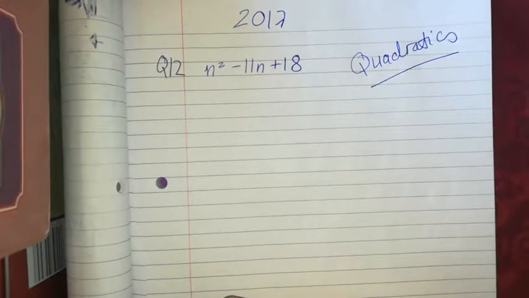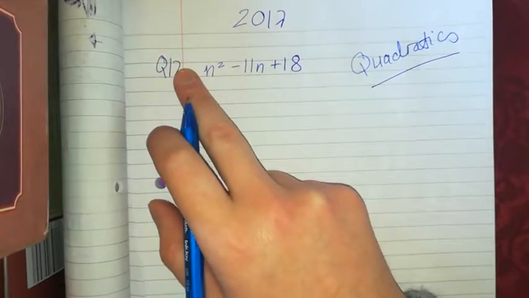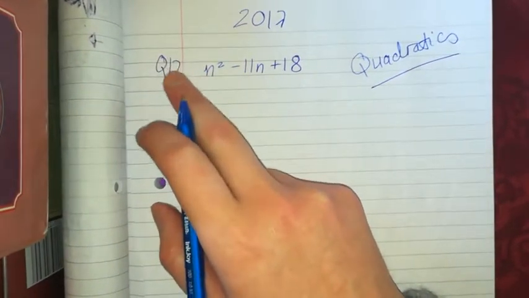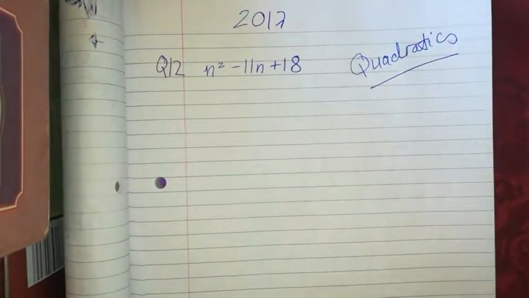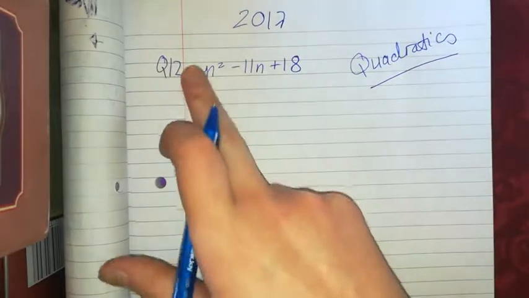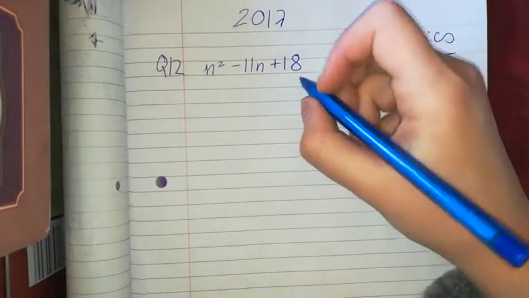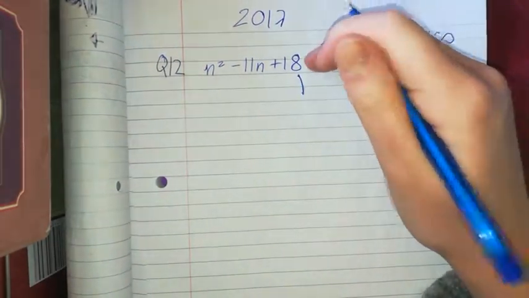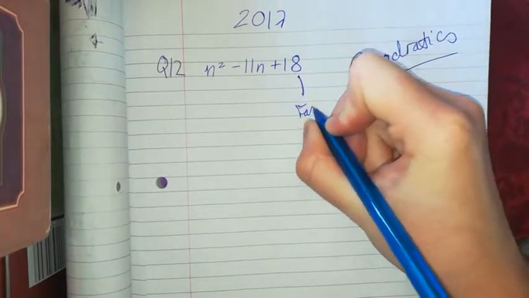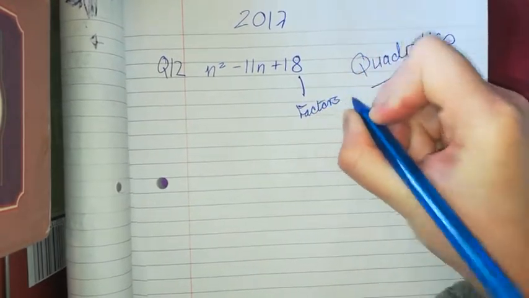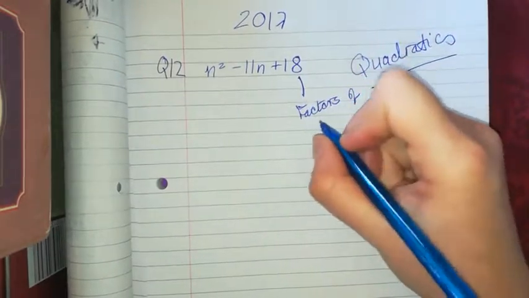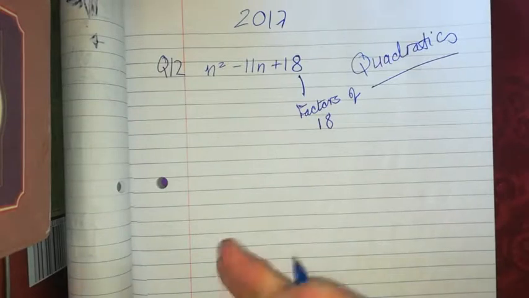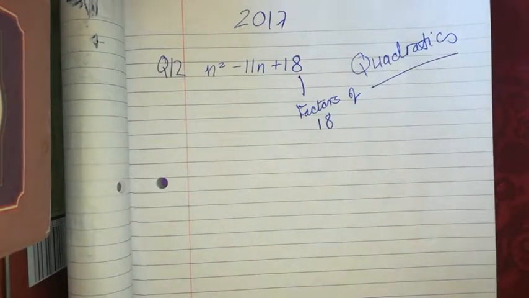So if there's just one n squared here, we can solve it the easier way. If there's anything other than 1 in front of our n squared, then we have to solve it a bit differently. So it's going to be the factors of the last one, the number that doesn't have an x, factors of 18, that when we pair them together, add to give minus 11.